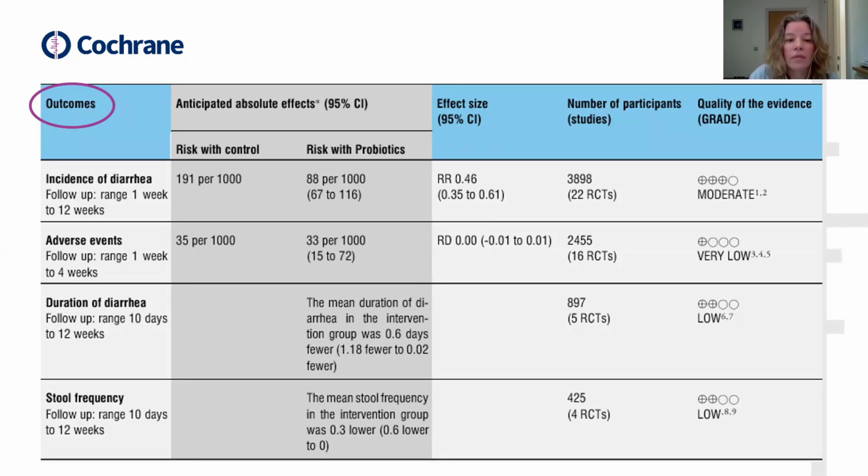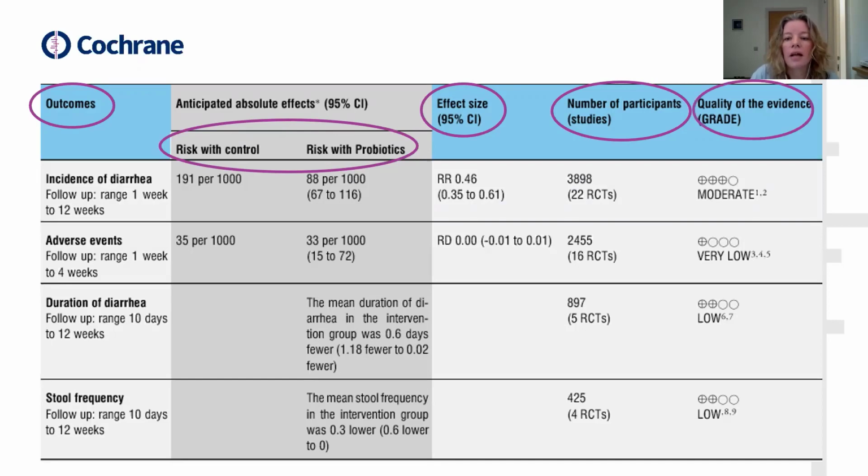The results are also given in absolute terms for the control group and the intervention group. The relative effect is given. We'll also talk about the number of participants and the number of studies for that particular outcome. And then finally, the quality of the evidence. So in more recent reviews, you might see that this is called the certainty of the evidence rather than quality, but they mean the same thing.